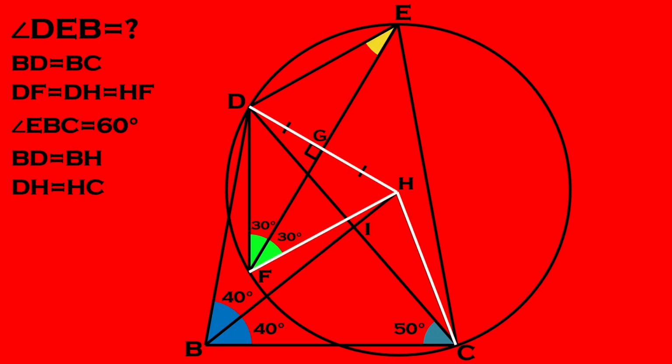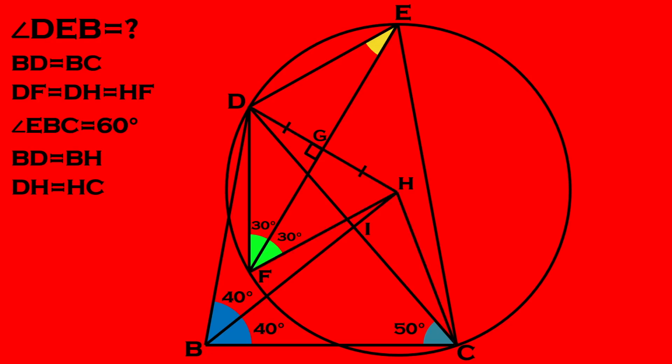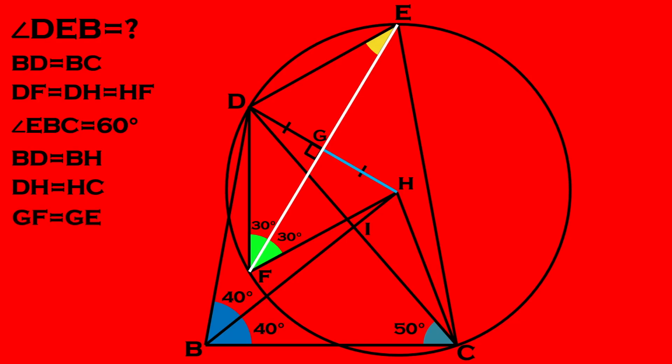Now, if we observe these three white lines, we will notice that point H is equidistant from 3 points which lie on the circle. Therefore, according to a geometric theorem, point H must be the center of this circle. Now, this blue line passes through the center and is perpendicular to the white line. Therefore, it must cut this white line in half. And so we have GF equal to GE.